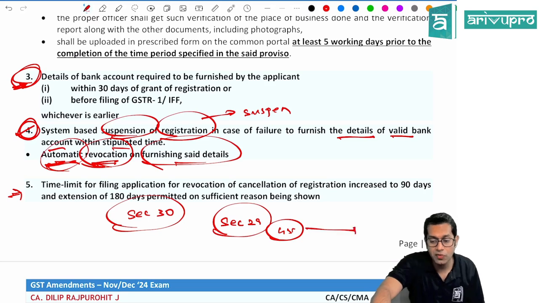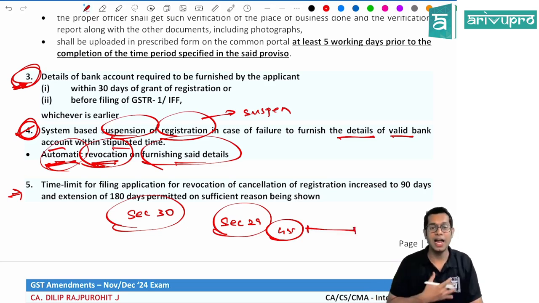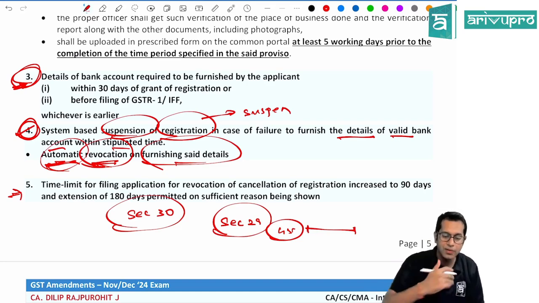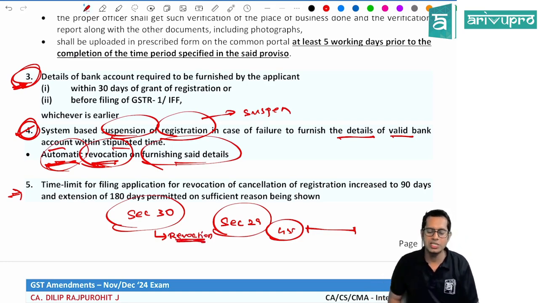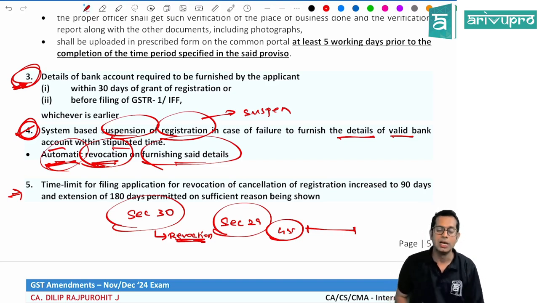Now, if the GST officer has cancelled the registration, the registered person has the power to apply for revocation. This power to apply for revocation is given under which section? It is given under Section 30.